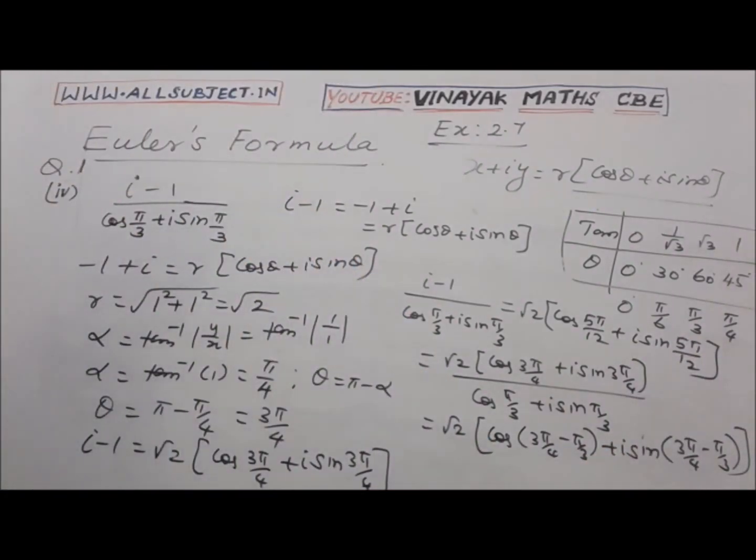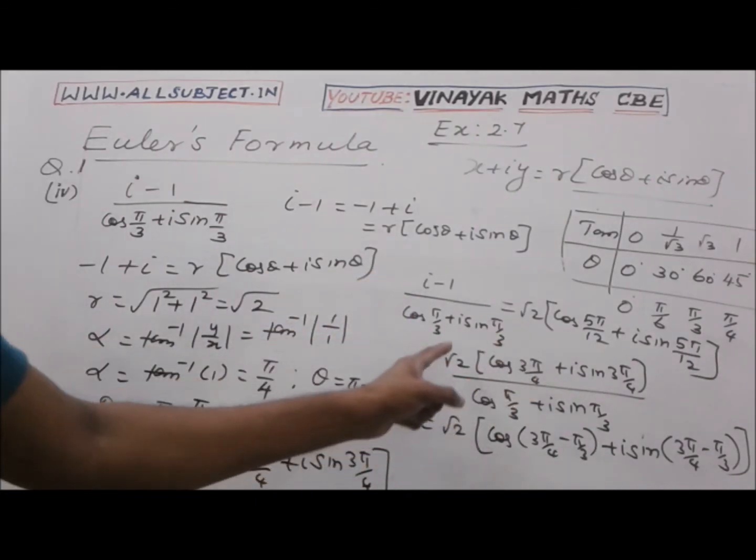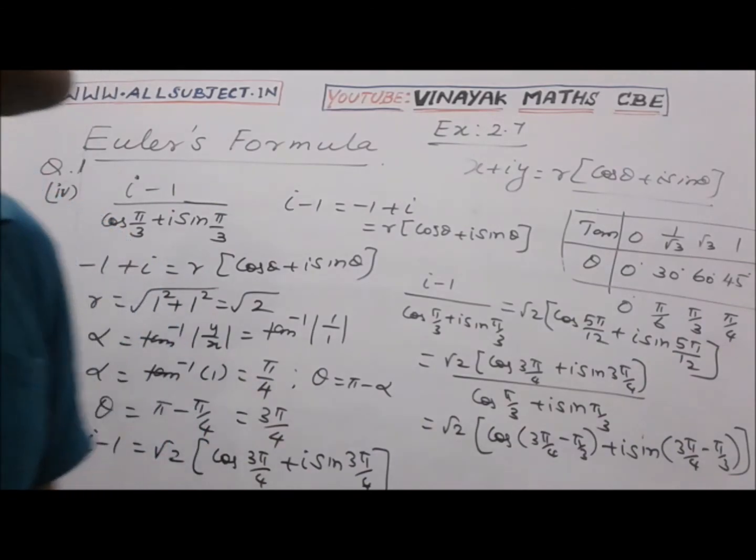This is a very easy case. Just take the LCM. First of all, write the numerator in polar form, then substitute in the above, and simplifying this we get the answer root 2 into cos 5 pi by 12 plus i sin 5 pi by 12.